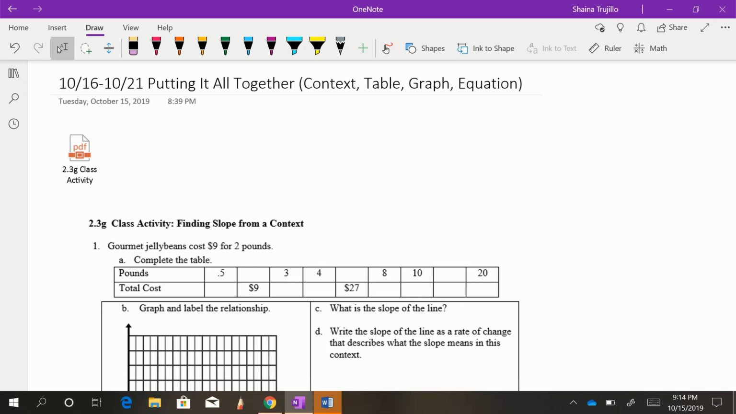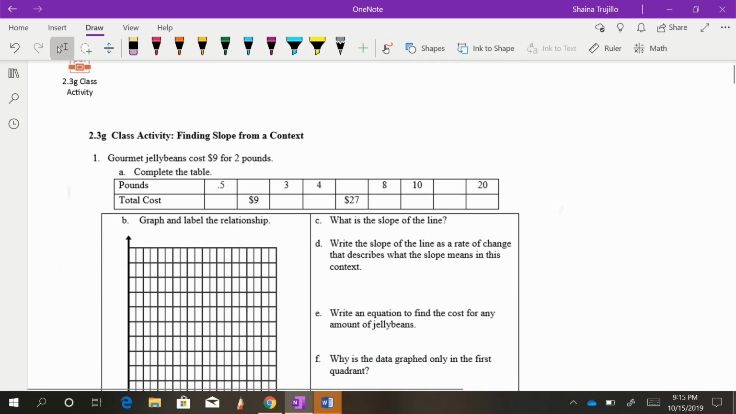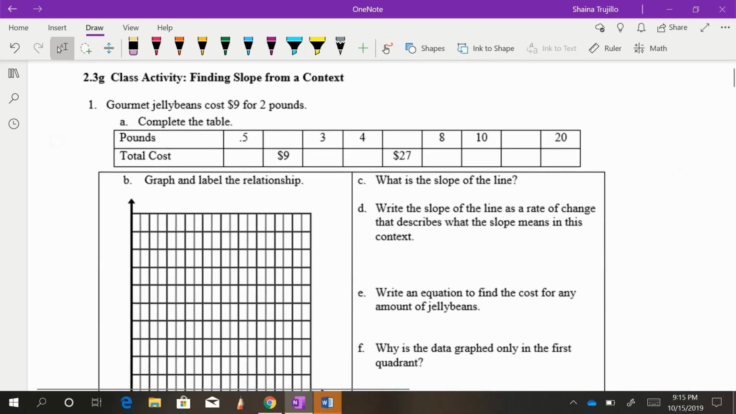Today we're going to be putting everything that we've been learning for the past few weeks all together. We're going to be able to find our slope and our y-intercept from a context, table, graph, and equation. Okay, and we're going to be able to find it and create it basically on our own.